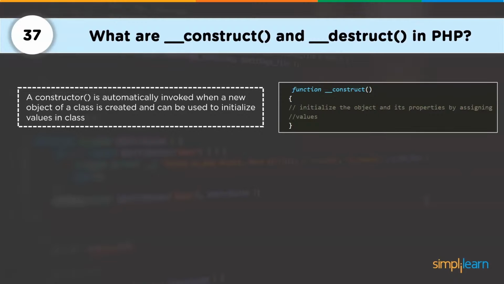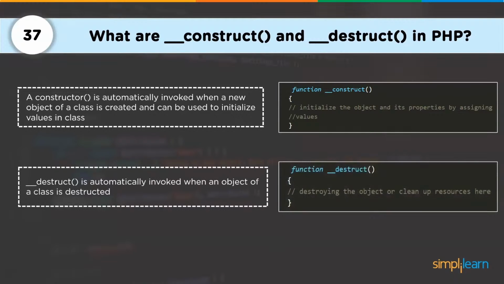Next is a destruct. Now a destruct is automatically invoked when an object of a class is destructed. Suppose you end the part of the code of a class, you are destroying the object. When you're ending the piece of code, a destruct function is automatically invoked to clean up the resources.